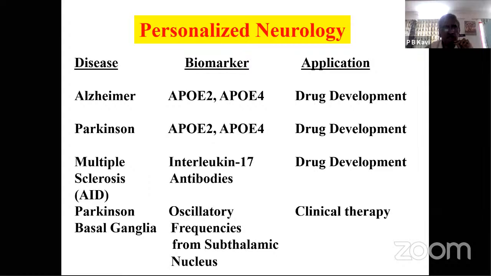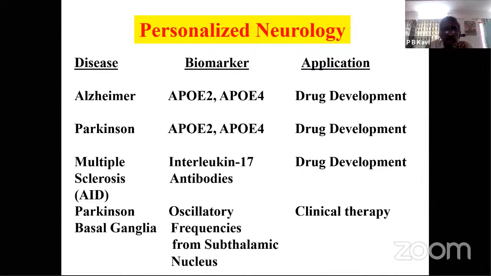And similarly for Parkinson's, the biomarkers have been identified. They are trying to develop a drug for Parkinson's also based on that particular biomarker. So we have general drugs, but based on the biomarkers, we need to develop drugs also. Similarly, for multiple sclerosis, interleukin 17 antibodies, a biomarker, have been identified, and people have been trying to develop a particular drug for multiple sclerosis also.